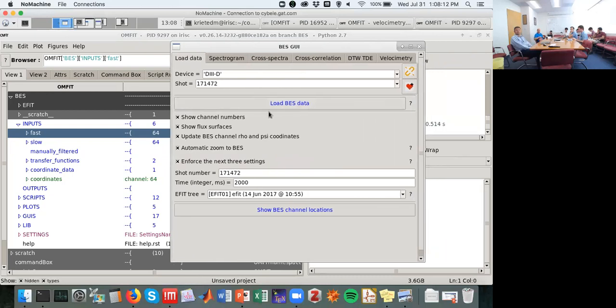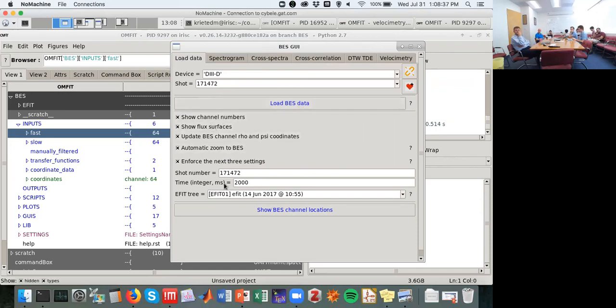Okay, so you load the BES data using that button. And then the second half of this load data tab basically has a nice little plotting utility to show how the BES channels are arranged in the edge of the plasma. It's kind of a replacement for, or not replacement, but has the functionality that EFIT viewer does.